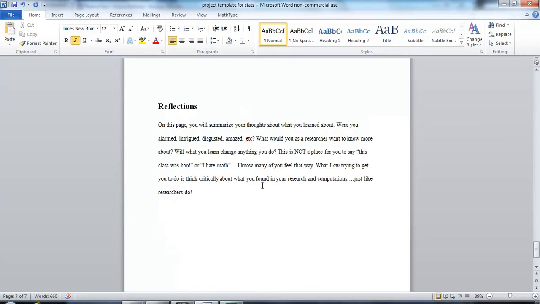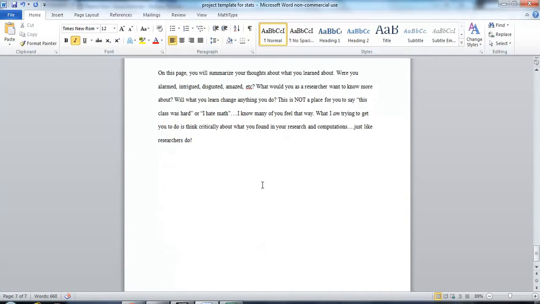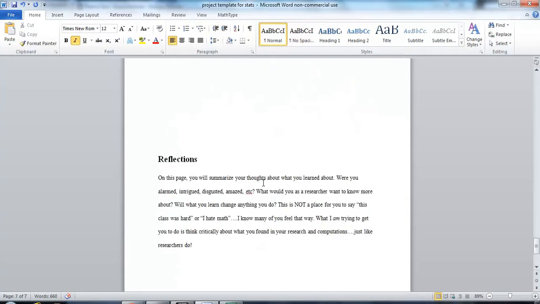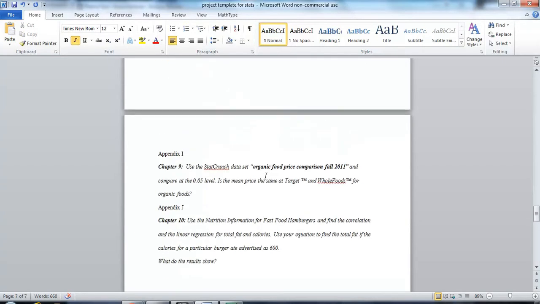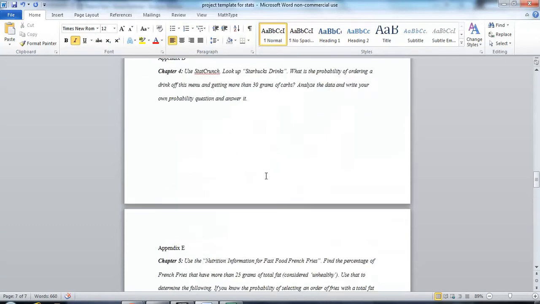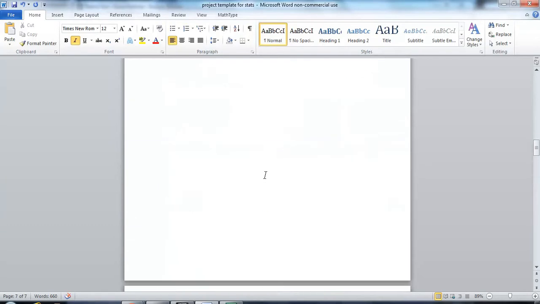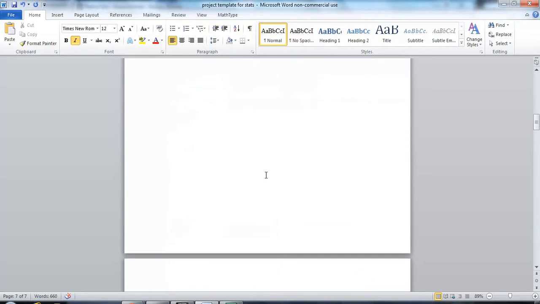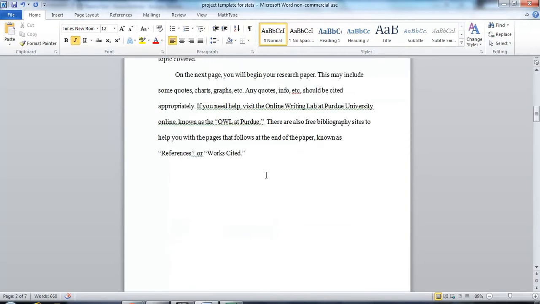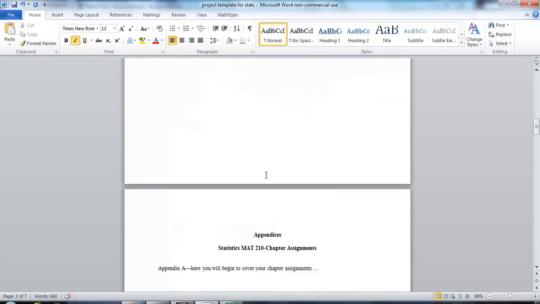At the end of your project, you should have a reflections page. Please pay attention to what I'm telling you there about how to write it. And don't forget that at some point prior to your appendices, you need to have your works cited page, and information about any particular data sets or large graphs can accompany the appendices as well.